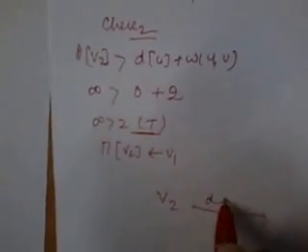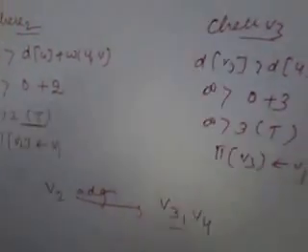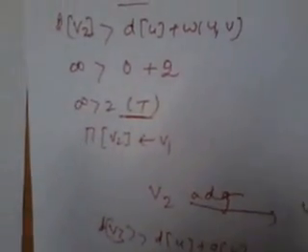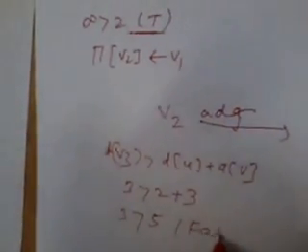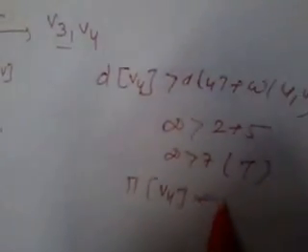So v2 is the current working node, and we have to find the adjacent nodes of v2. The adjacent nodes of v2 are v3 and v4. Check all these nodes. d[v3] is greater than d[u] plus w[u,v], that is 3 is greater than 2 plus 3, 3 is greater than 5, that is false, so don't take it. Now the next is the v4 node. d[v4] is greater than d[u] plus w[u,v], that is infinity is greater than 2 plus 5, infinity is greater than 7, condition true. So the parent of v4 is v2.